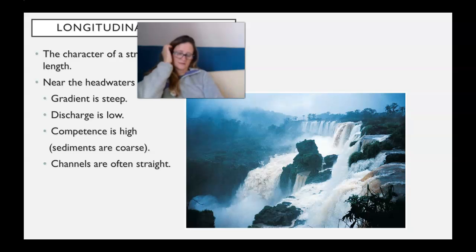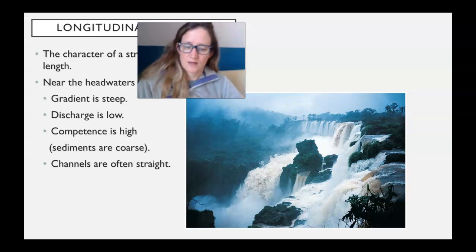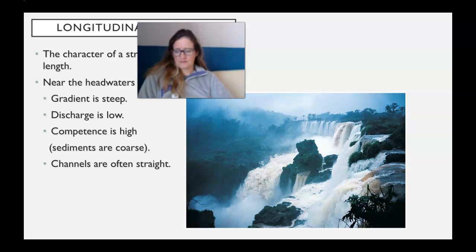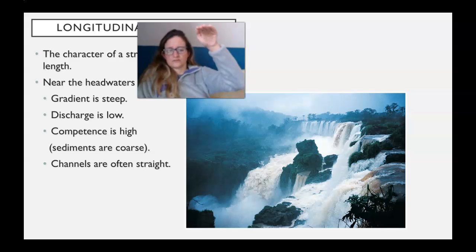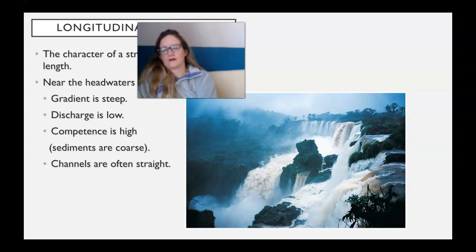The competency is going to be high in the headwaters because the velocity is going to be high, so more sediment of bigger sizes can be moved. Also, in the headwaters, the channels are usually going to be pretty straight as they come straight off of a mountain.